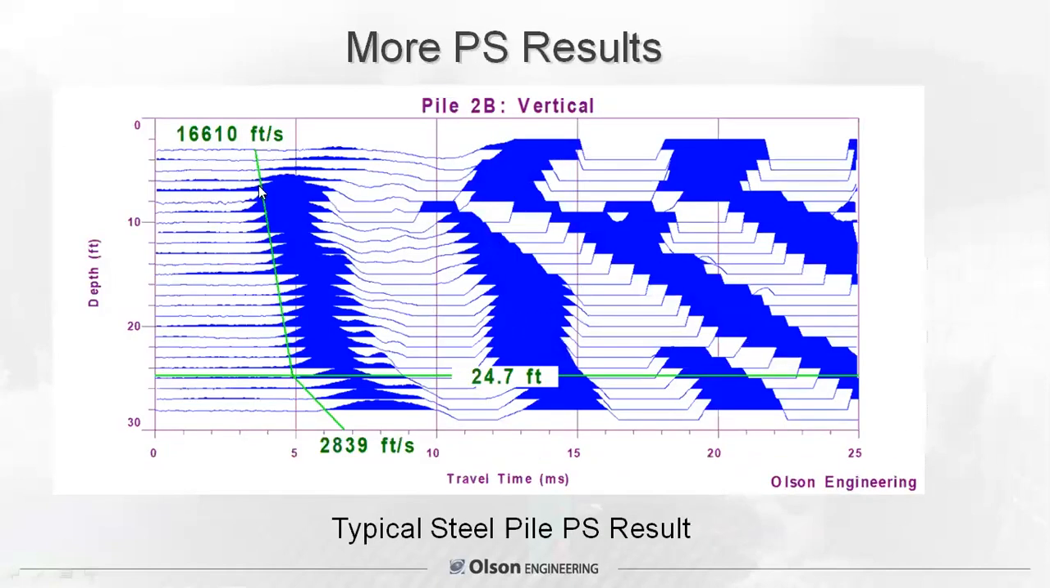Again, this is a steel pile showing a tip depth of 24, 16,000 feet per second. 16 to 17,000 is typical of steel. When you get down to 12 or 13, that's going to be typical of concrete. Timber can be all over the place. Timber piles are a little harder. We've seen timber piles from 10,000 all the way up to 15,000 feet per second.